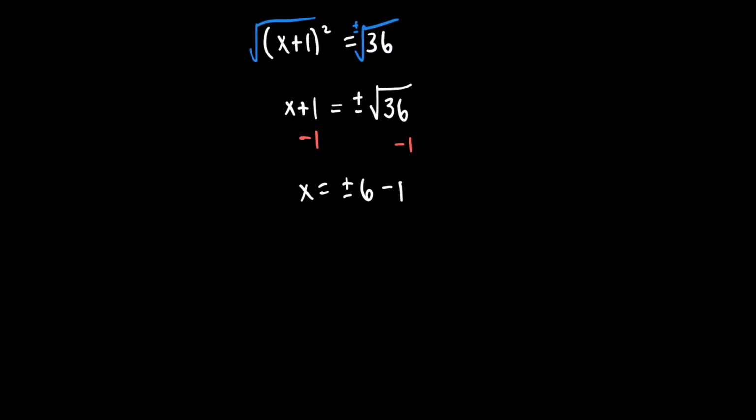So our two cases in this scenario would be positive 6 minus 1 and negative 6 minus 1. So this would be 5. This one would be negative 7. So our two solutions are going to be x is equal to 5. Well, let's do negative 7 first. Negative 7 or 5.